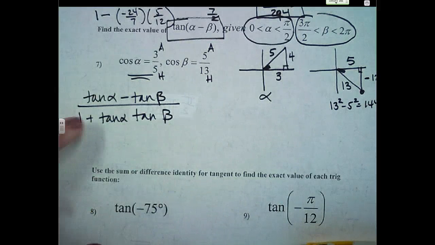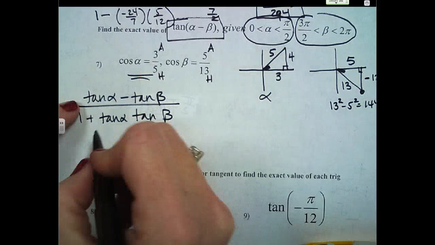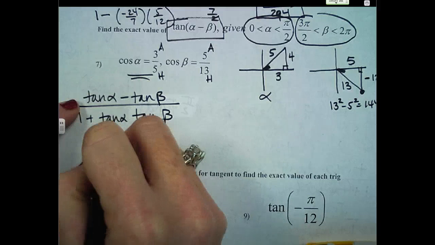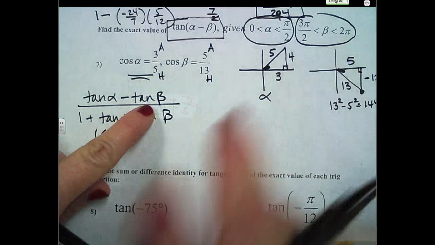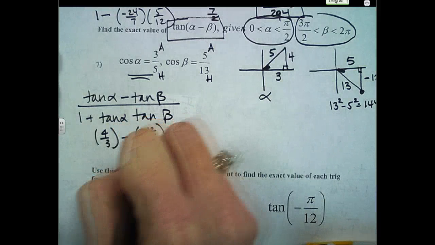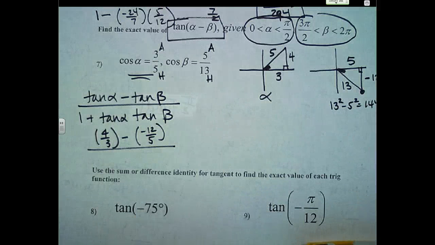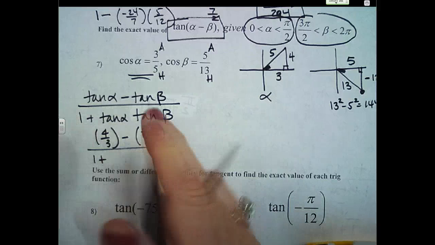Let's find each value. Tangent is opposite over adjacent, so it's 4 over 3. Now we're going to go to beta and find tangent. Opposite over adjacent is negative 12 over 5. Divided by, you're going to do 1 plus both of these values.